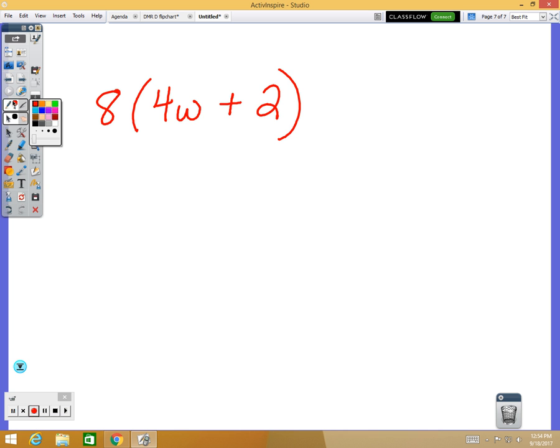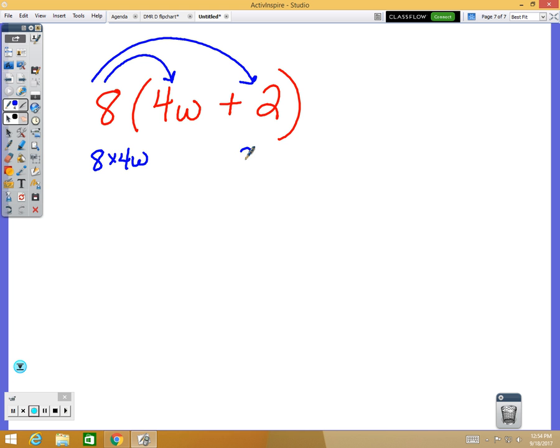So hopefully you knew to distribute the 8 and do 8 times 4w, and then do 8 times 2. And in between them we have this plus sign. So 8 times 4w is 32w and 8 times 2 is 16, and in between them is that plus sign, and you're finished.